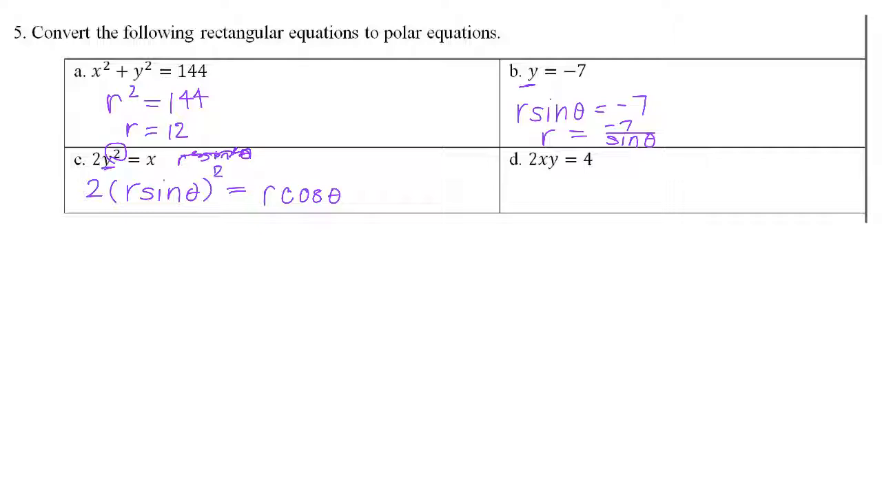Okay. So let's try D. What can we do? Can we cancel the 2? Can we divide both sides by 2? As long as everything's multiplied, you sure can. So you have xy equals 2, right? Okay, and now just make your substitution. So it's going to be r cosine theta times r sine theta. And what is all that equal to? 2. And I'm going to let y'all stop there.